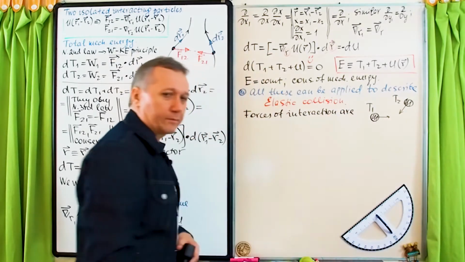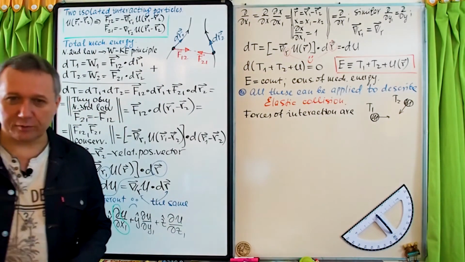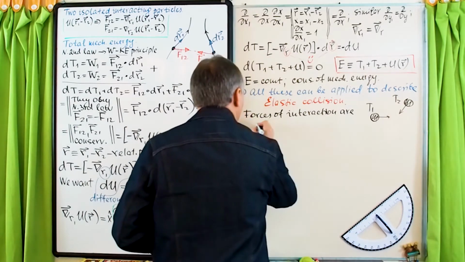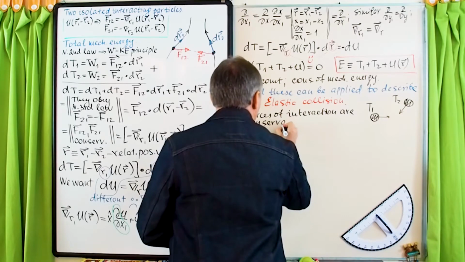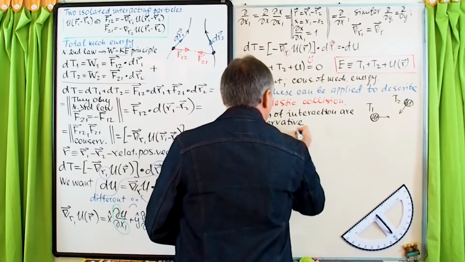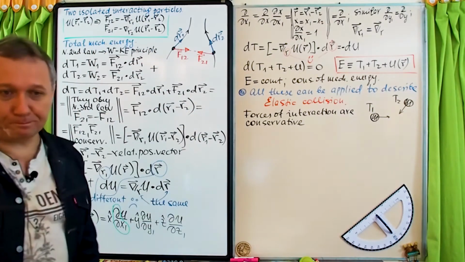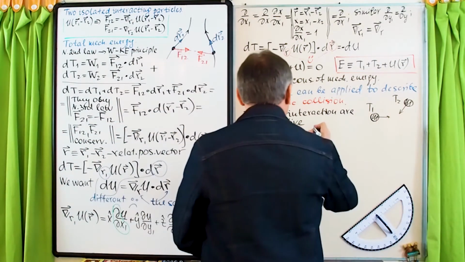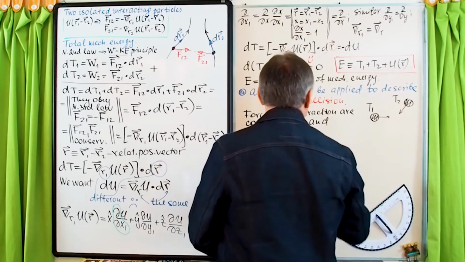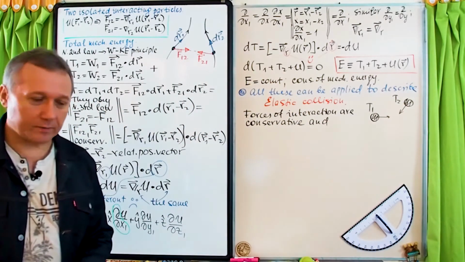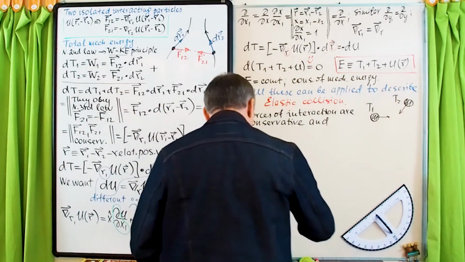Because there are two of them. One particle acts on the other one, and the other particle acts on the first one. Forces of interaction are conservative, of course central, and obey Newton's third law, all that stuff. Conservative. And of course, there are no energy losses, no energy is lost.